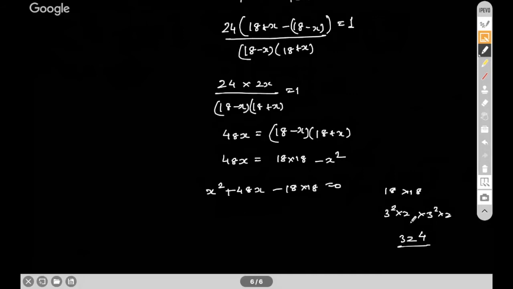324. Yeah, but you have to break this 18 into 18 in such a way that you get 48. Obviously, since it is a negative number, you have to break it in such a manner that 48 is the difference of two numbers whose product is 18 into 18. Let us try and see if we can get 48 here.